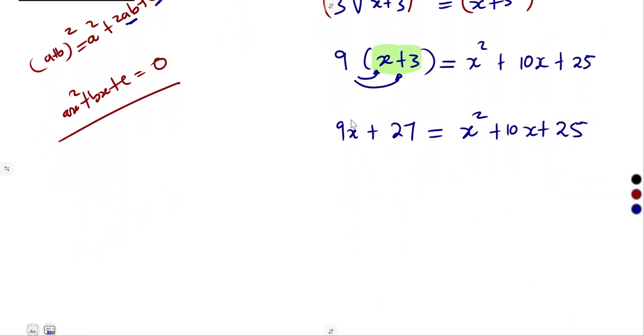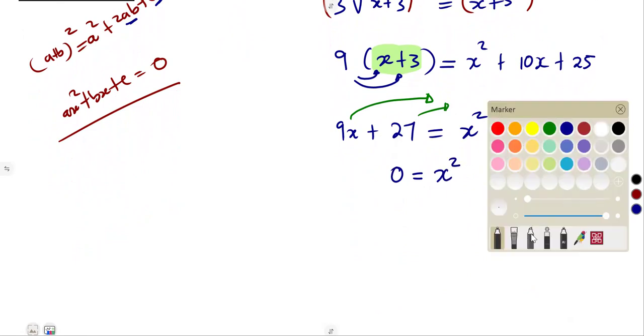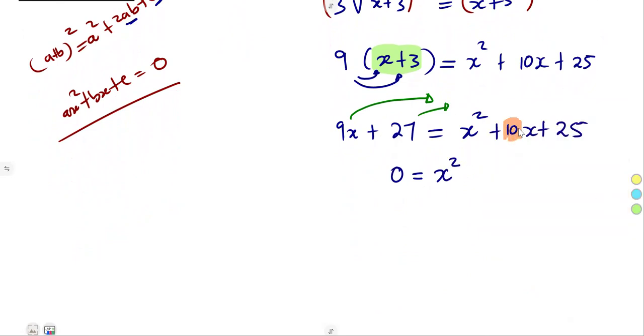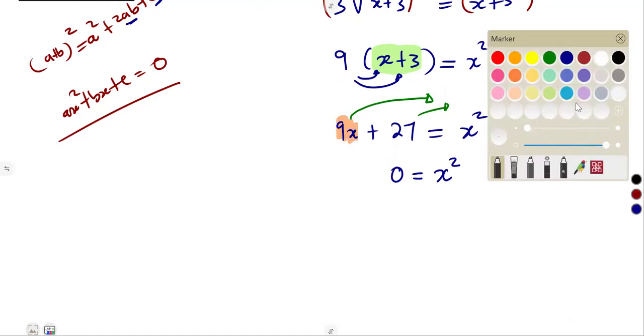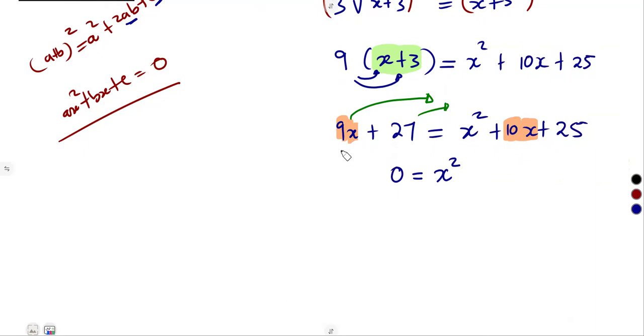So taking the 9x to the other side and the 27 to the other side, it means we are going to remain with a 0 here, which is equal to x squared. 10x and the 9x, these are considered as like terms. As you take the 9x to the other side, it will be a negative. Remember, it's just like subtracting that. So that gives us 10 minus 9, which is 1x. So that's positive x.